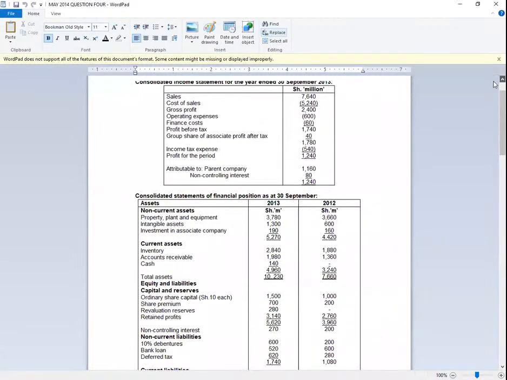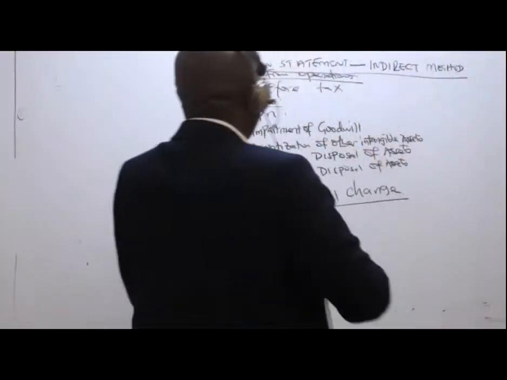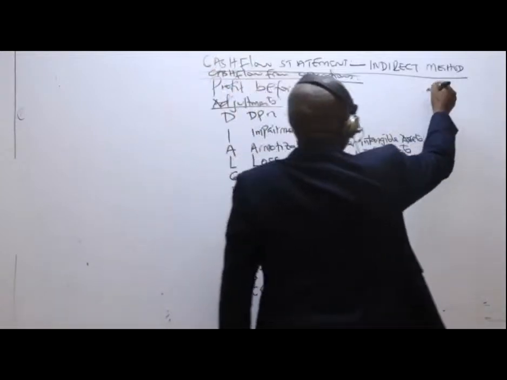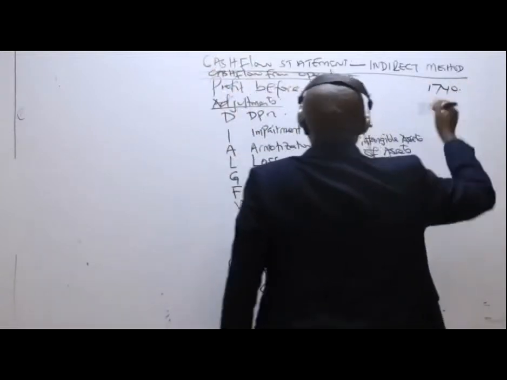If I look at my income statement, I can see sales and so on. But the one that I would wish to pick here is this profit before tax of 1740. Low hanging fruit. I'm in the harvesting season. So in this case, this is 1740.